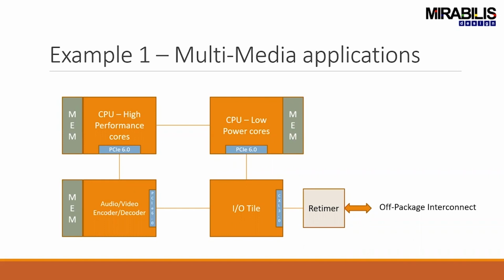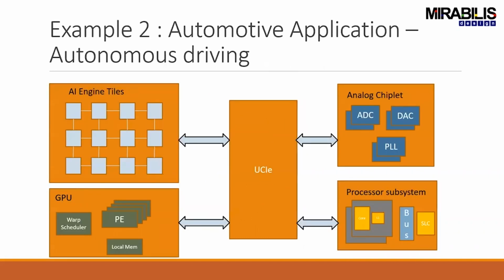So this is a multimedia application. As you start getting into artificial intelligence, autonomous driving, things like that, the designs are far more complex or complicated. Now you notice here I have AI engine tiles. I've got GPUs, I've got analog and a processor subsystem. So there are no retimers, no off-chip requests, nothing. Everything is self-contained right over here.